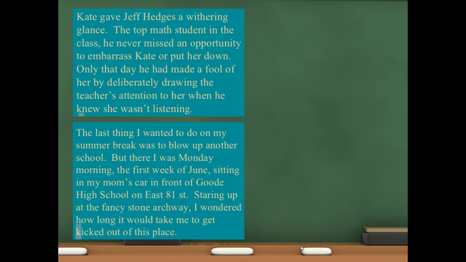Kate gave Jeff Hedges a withering glance. The top math student in the class, he never missed an opportunity to embarrass Kate or put her down. Only that day he had made a fool of her by deliberately drawing the teacher's attention to her when he knew she wasn't listening.